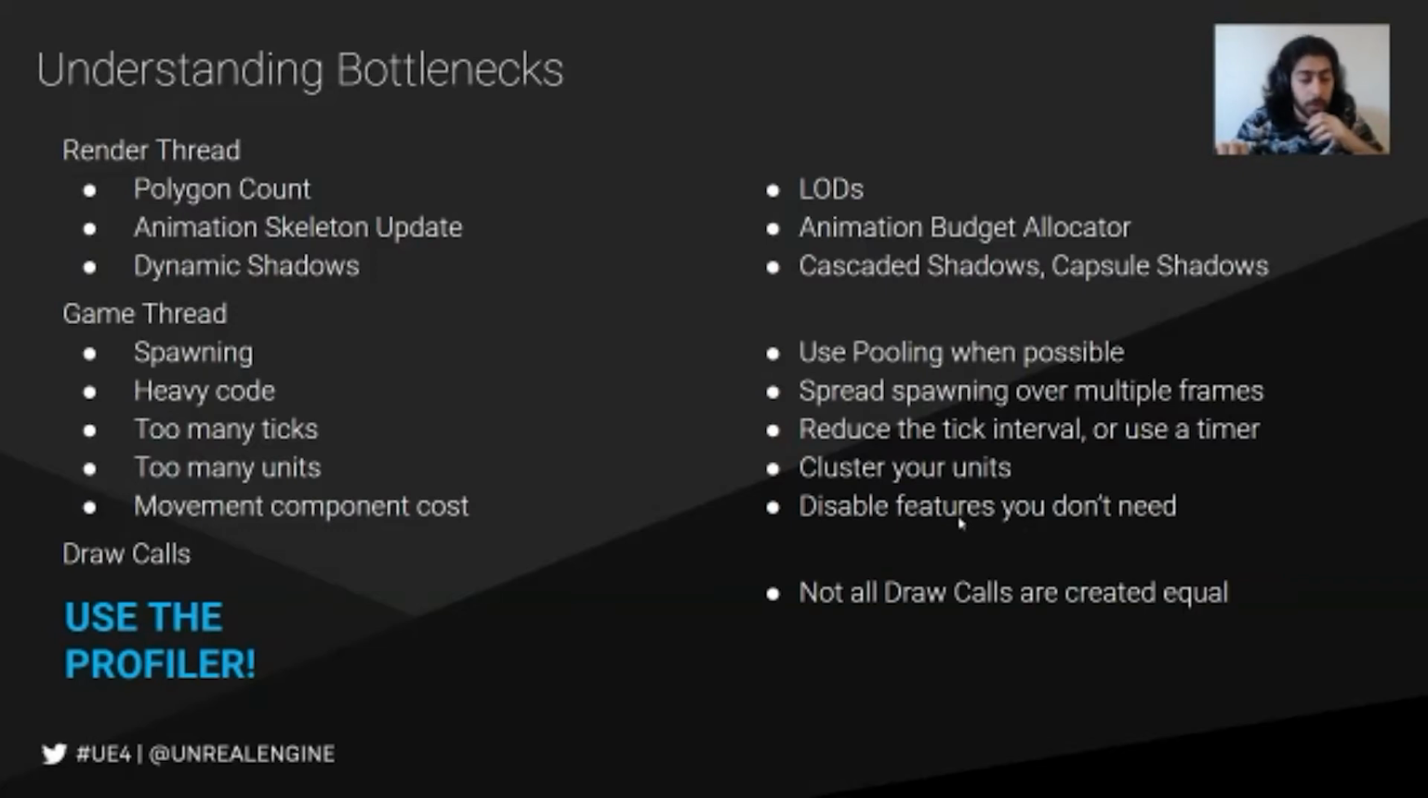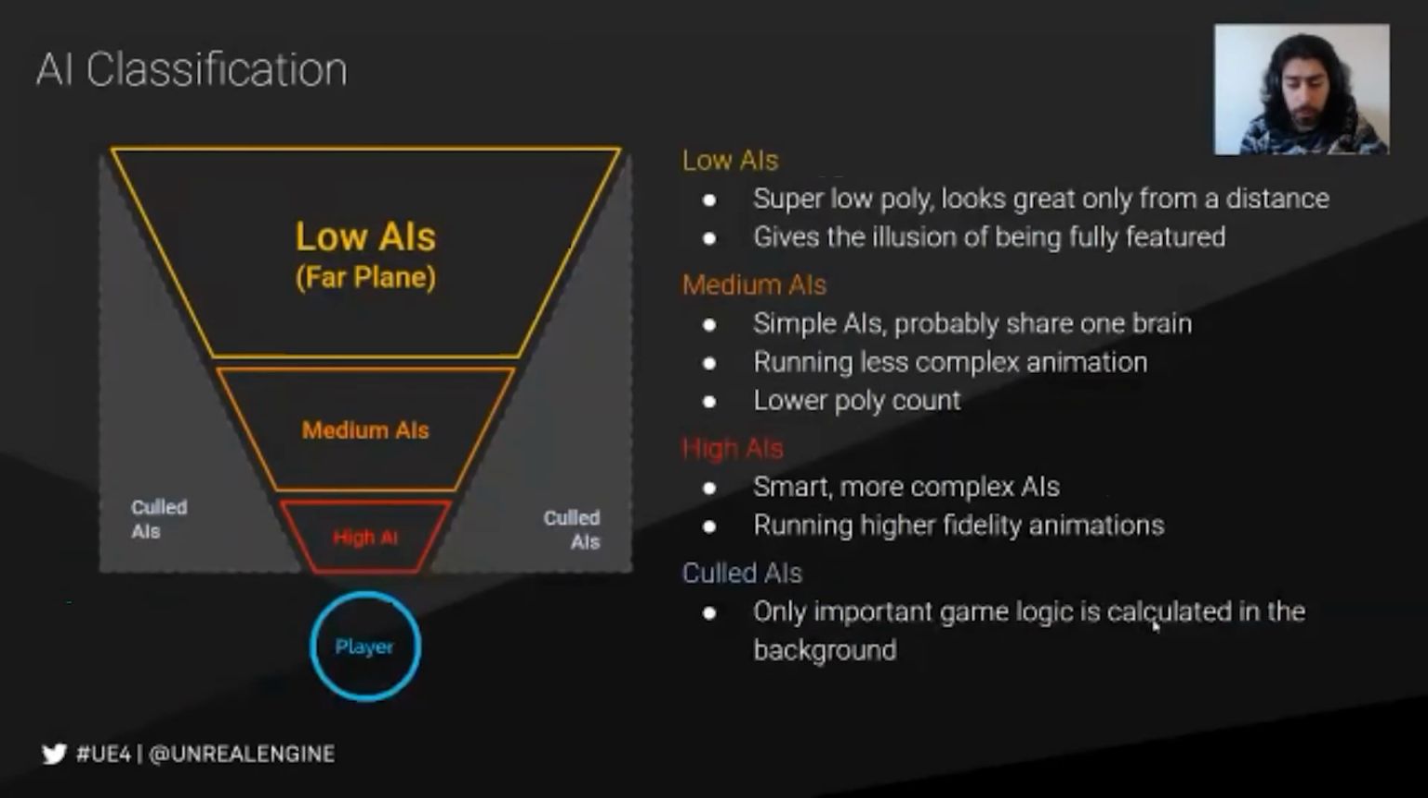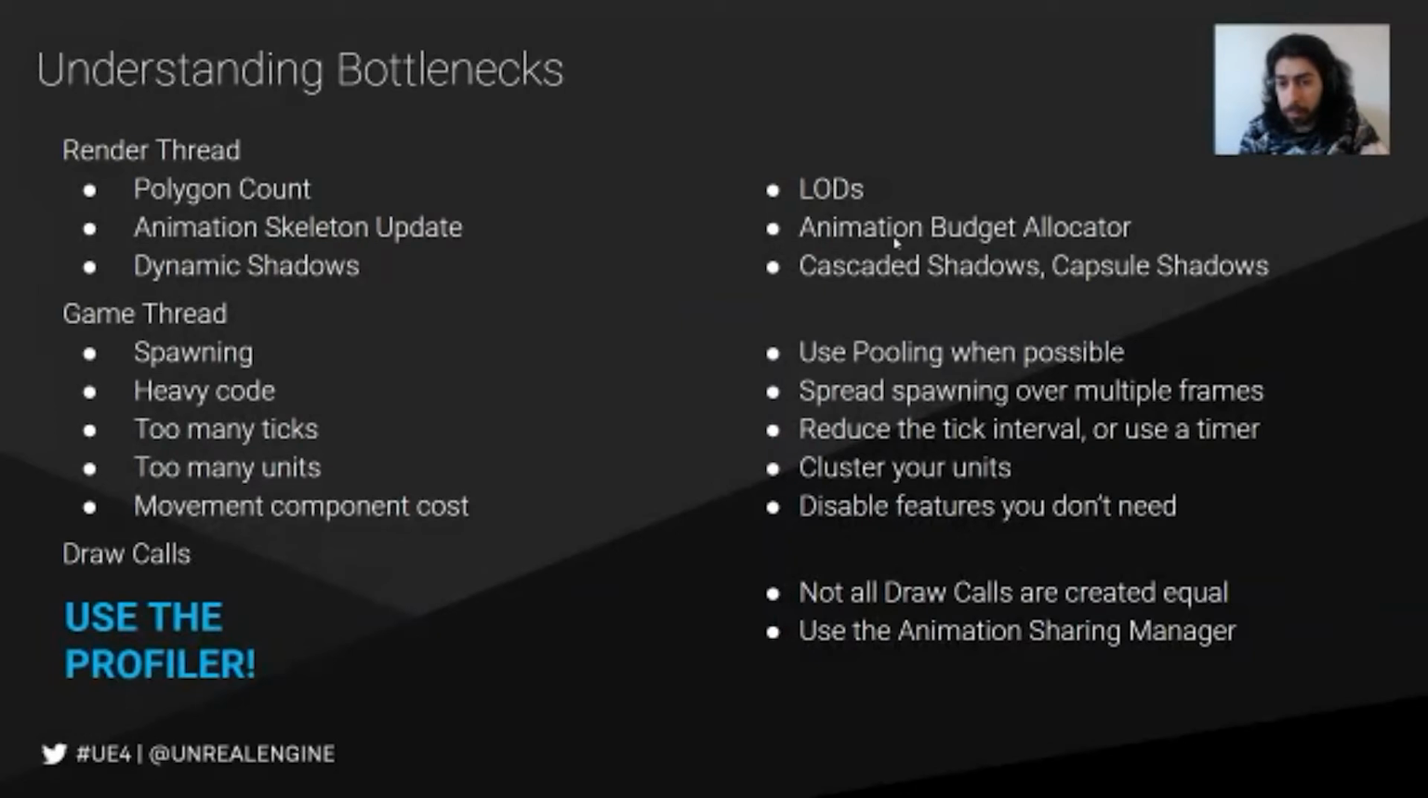Now, draw calls are sometimes another type of bottleneck you're going to face, and they're not equal. Having 1,000 draw calls of small meshes spawning immediately and having 1,000 draw calls of really large heavy meshes with skeletal meshes and bones and animations, they're not the same. So you want to make sure that you reduce the amount of bones. You can use the animation sharing manager to help you reduce the cost. And also by just reducing the amount of polygons and all of that, you will also save some performance.